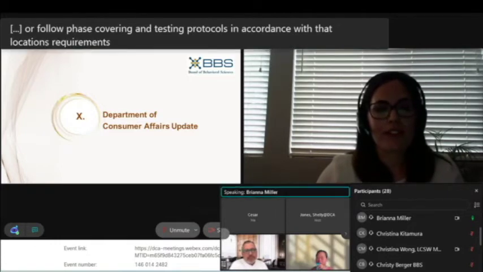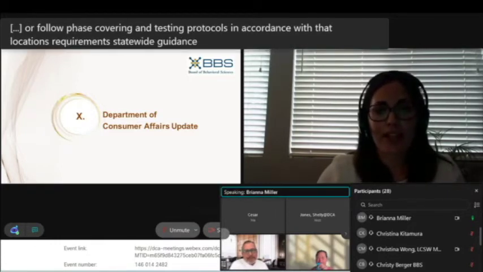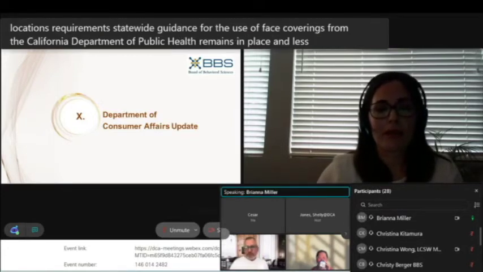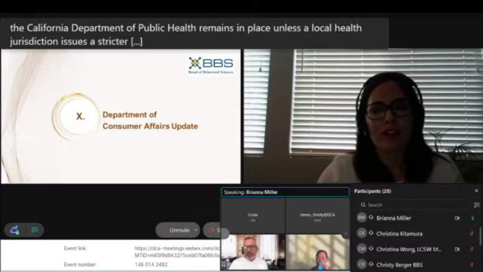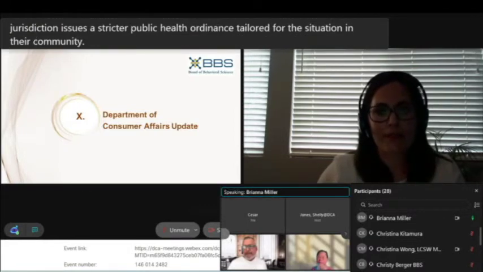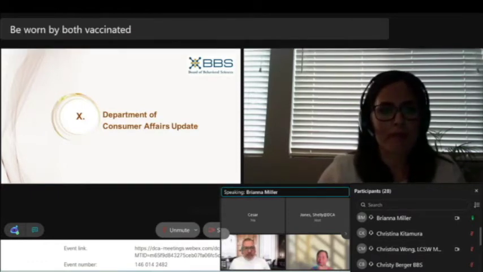Statewide guidance for the use of face coverings from the California Department of Public Health remains in place unless a local health jurisdiction issues a stricter public health ordinance tailored for the situation in their communities. Many counties have revised health orders requiring face masks to be worn by both vaccinated and unvaccinated individuals while indoors.